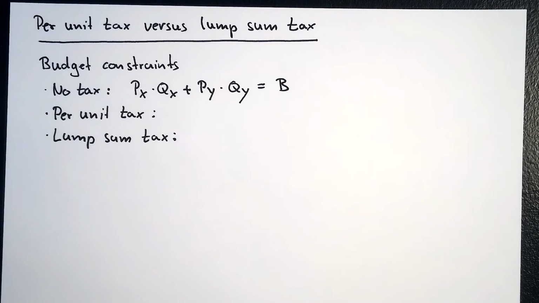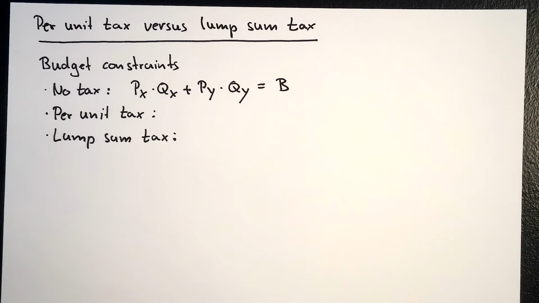The last example is slightly more evolved. Here we are going to consider the difference of a per unit tax versus a lump sum tax. A per unit tax is a tax that is levied on each unit a consumer purchases of a particular good. Versus a lump sum tax, think about a lump sum tax like an income tax, where a fixed amount is taken from the budget, but there is no tax on individual units.